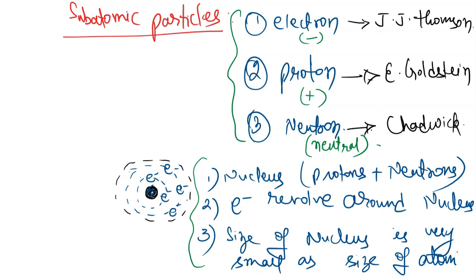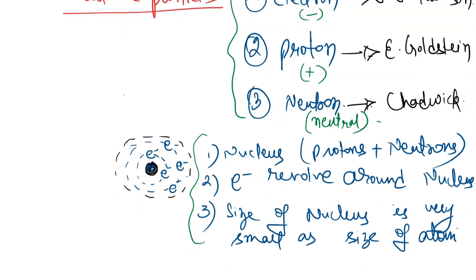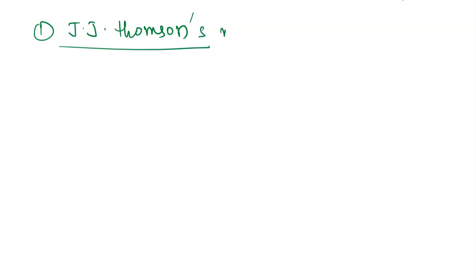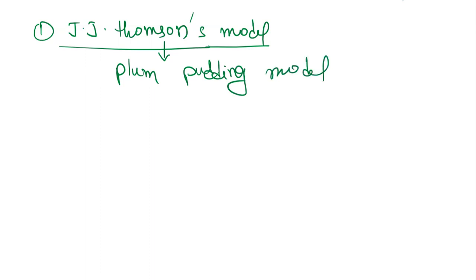So let us go with the very first hypothesis that was done by the scientist J.J. Thomson. J.J. Thomson tried to present the model of atom. We call it J.J. Thomson's model. It is also called the plum pudding model or the watermelon model. We will see why it is called the plum pudding model.